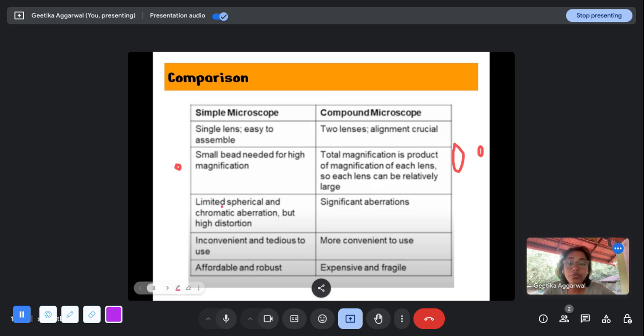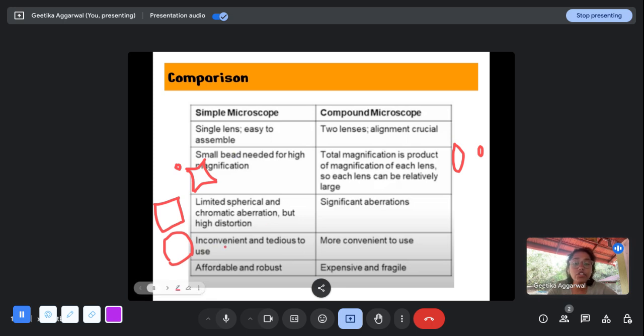In a simple microscope, you have very limited spherical and chromatic aberrations, but there is very high distortion. So the image is very distorted. You will not see a plain image; a rectangle might appear with bulging sides on the outside of it, or it might appear with concave sides. This is distortion, and it might happen when you look at an image through a simple microscope. In a compound microscope, you have significant amounts of spherical and chromatic aberrations.